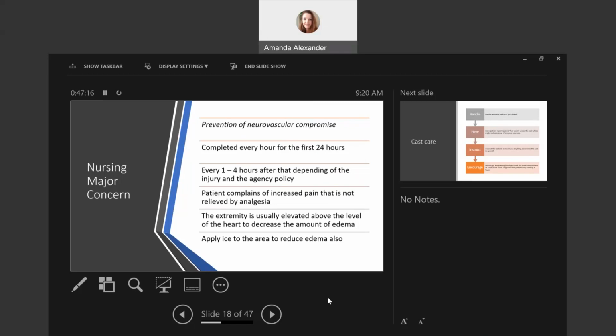And applying ice to an area to reduce edema may help. Just always remember that applying ice causes vasoconstriction. If the patient does not have good circulation to the extremity already, this might not be advisable.